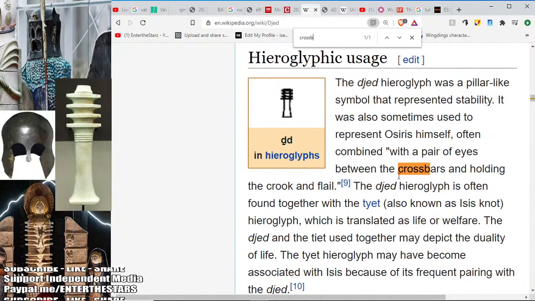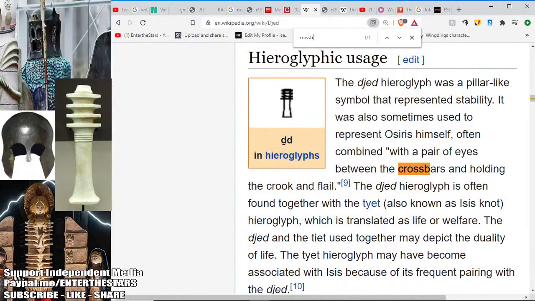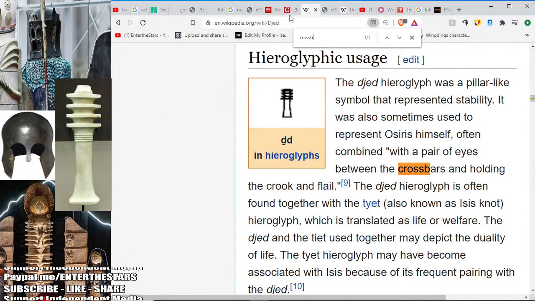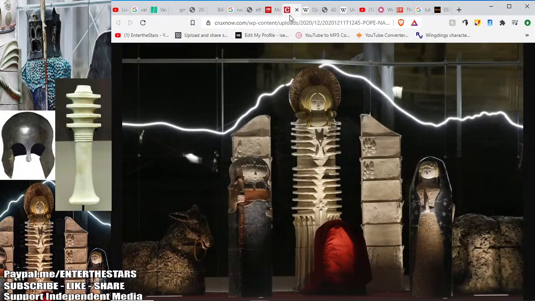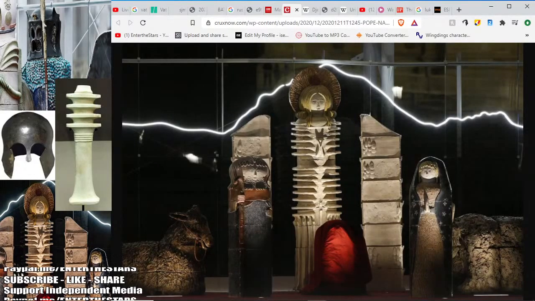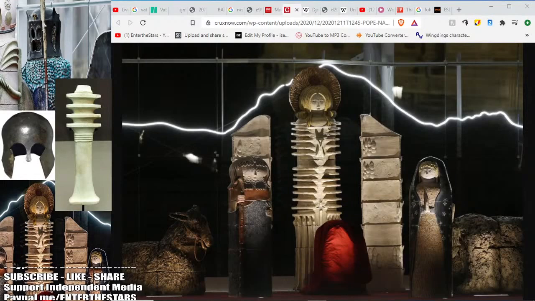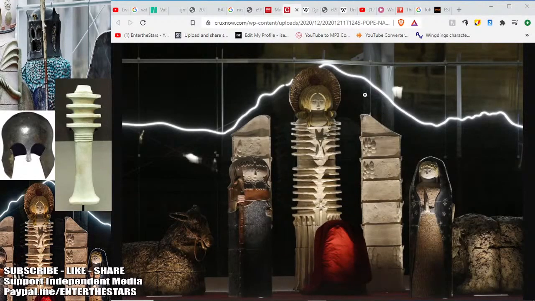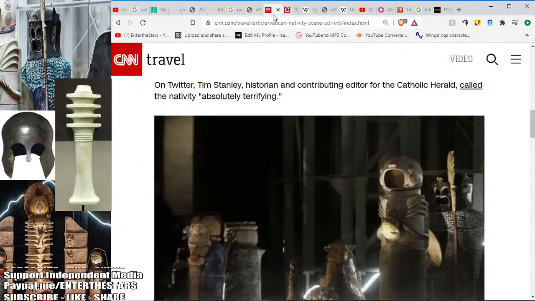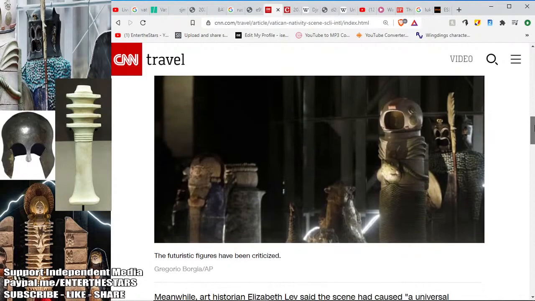Here we go. So here's the knockoff cross. So now you understand why in the heck would they put something like this in a Christian nativity scene? Now let's move on to some of the other aspects of this scene here, because there's also this space helmet, right? Here it is right here.